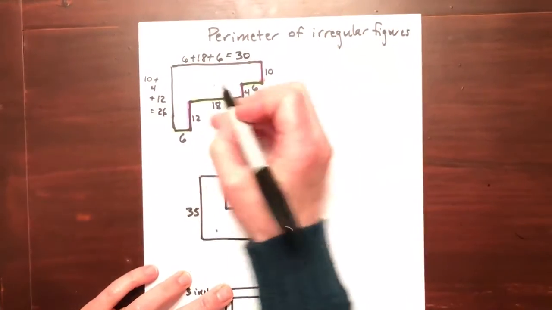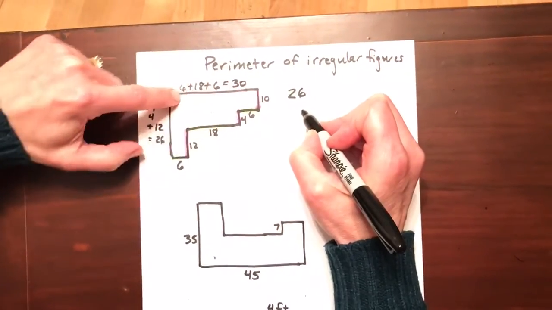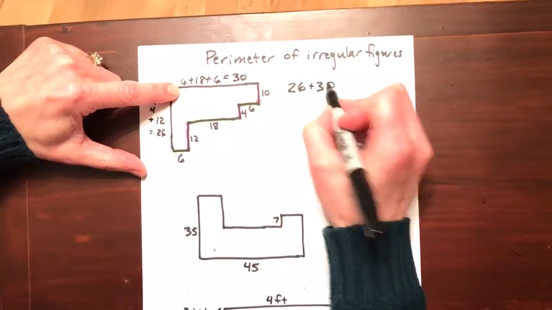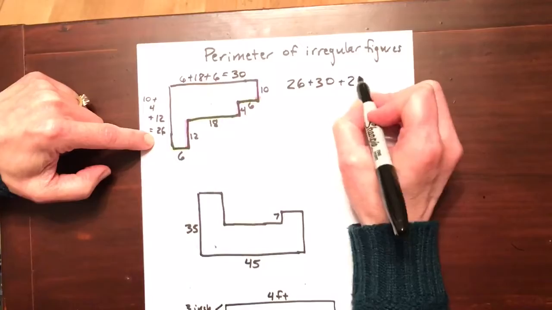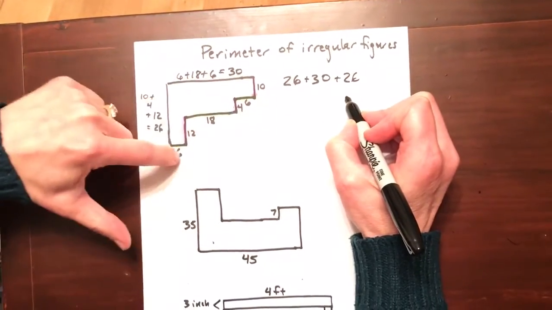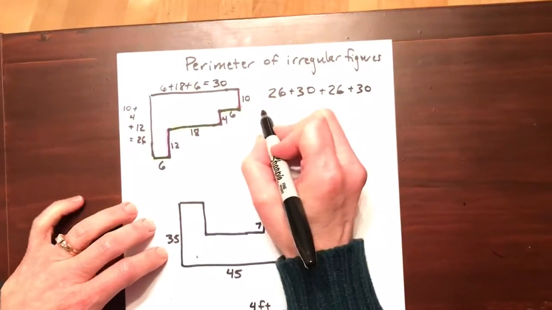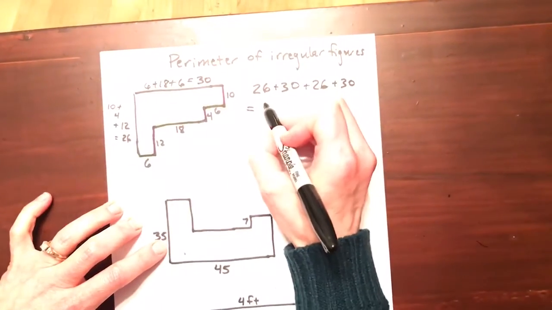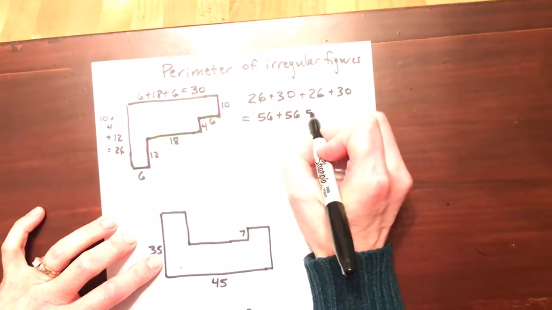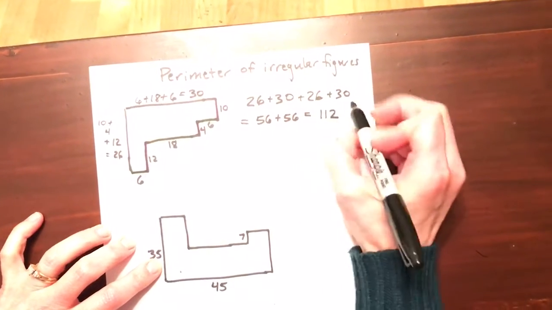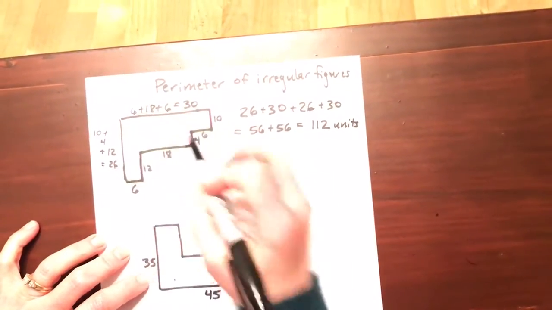And so then I've got this side is 26, this side is 30, and I already know that these three pink lengths are 26, and I already know that these three green lengths added up to 30. And so when I add these all together, I get 56 plus 56, or 112 units is my perimeter for this figure.